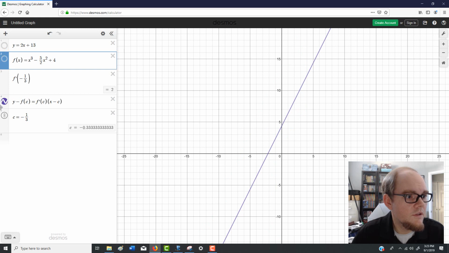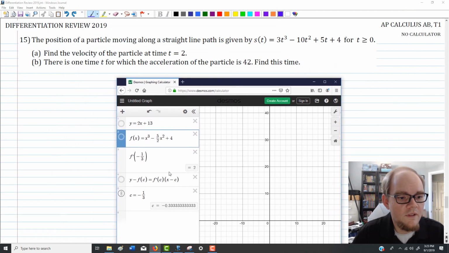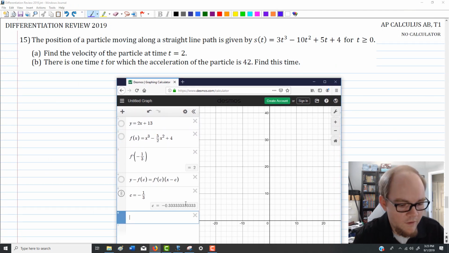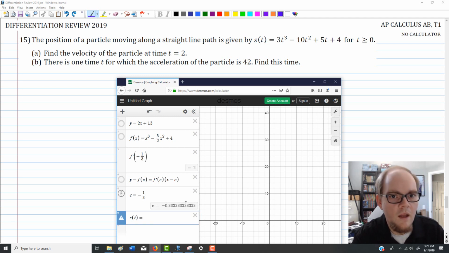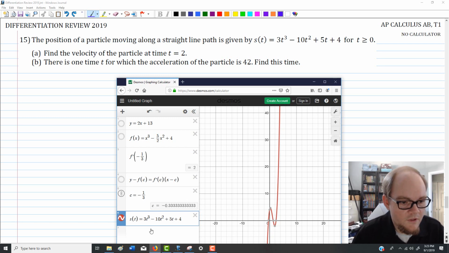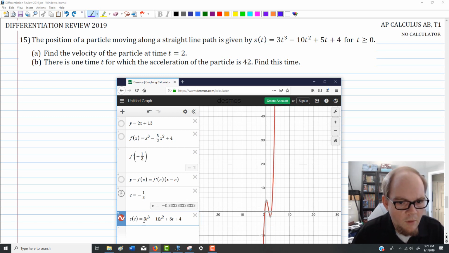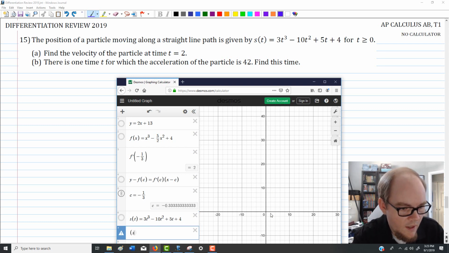So let's close this off really fast, move this down. I want to go ahead and call this position function s of t, and let's actually put this in here. S of t is 3t cubed minus 10t squared plus 5t plus 4. It says this is for t greater than or equal to 0, but for the moment that doesn't necessarily help us. So let me go ahead and graph a point s of k comma 0.